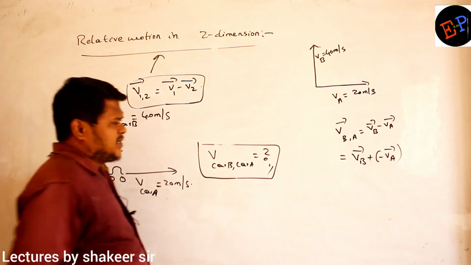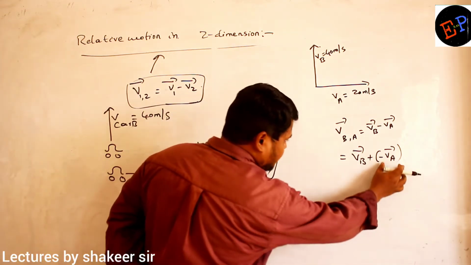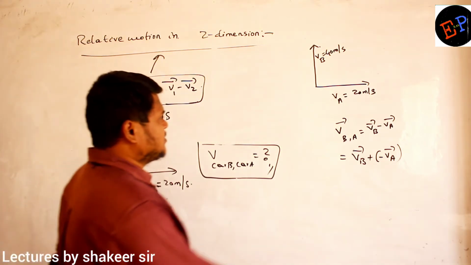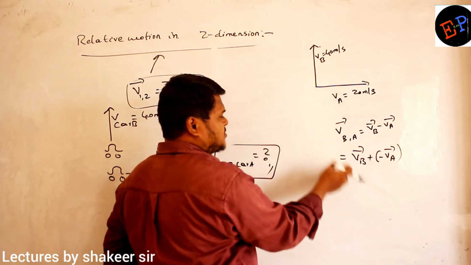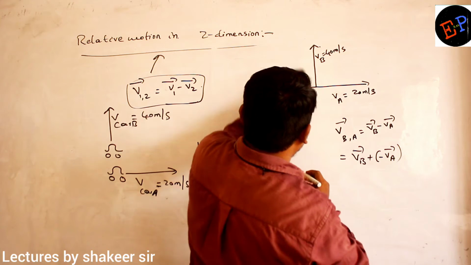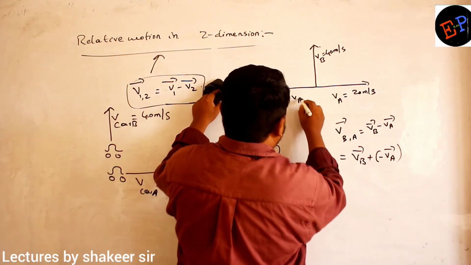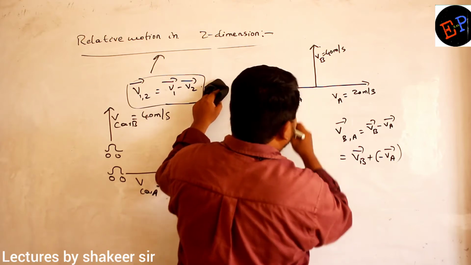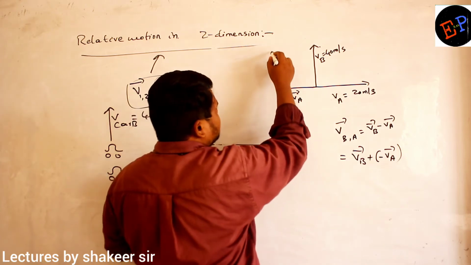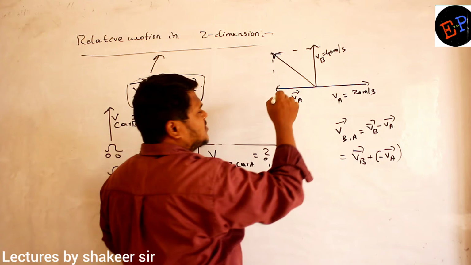Clear, no? It means I have to add plus VB and minus VA. Then I will get the required answer. This is plus VB and this is minus VA. So I have to take the resultant of which two vectors? This vector and this vector. This is my resultant. This is how I have to draw the resultant.